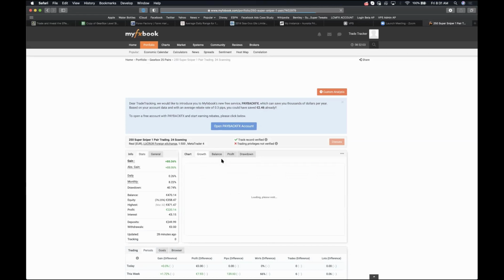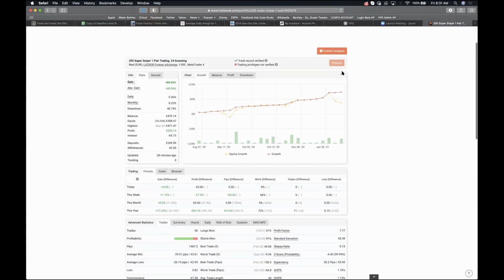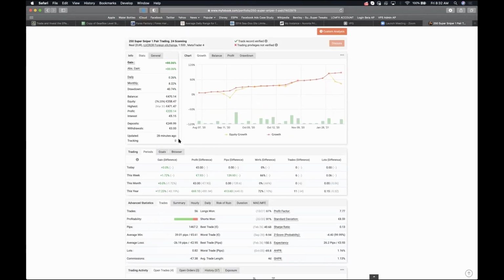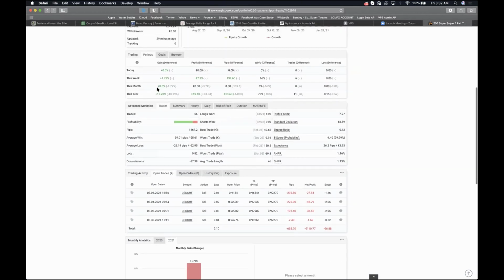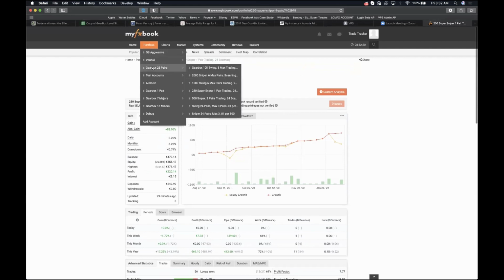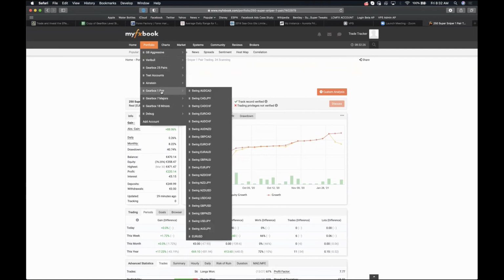Same with my $250 account. Yeah, this thing's not covering a monthly fee, but it's also working. Super Sniper, one max pair trading. So again, the point I'm making here is you just have to understand your risk management. You have to understand that GearBox is a long-term product. It can get you in trades for longer periods of time if you get stuck in a trend. And when that happens, you just have to deal with it.